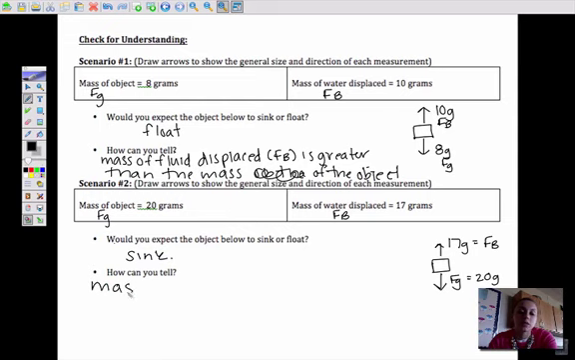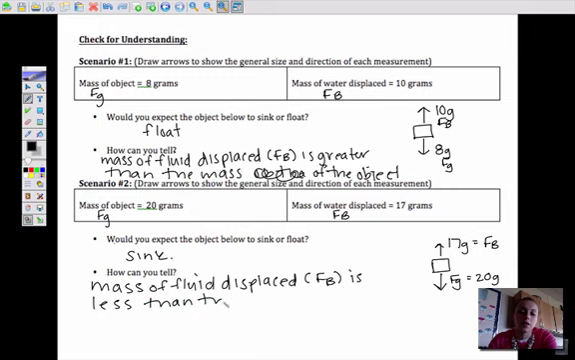The mass of the fluid displaced, which is representing our buoyant force, is less than the mass of the object.